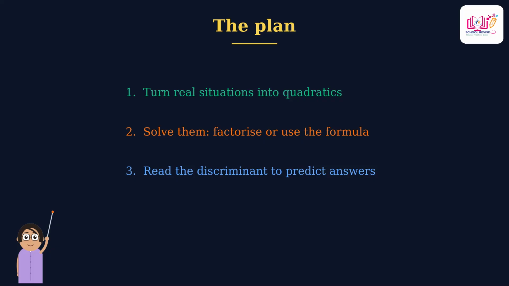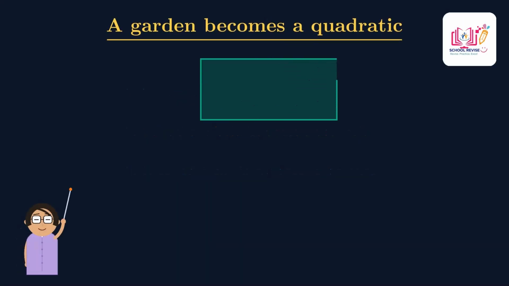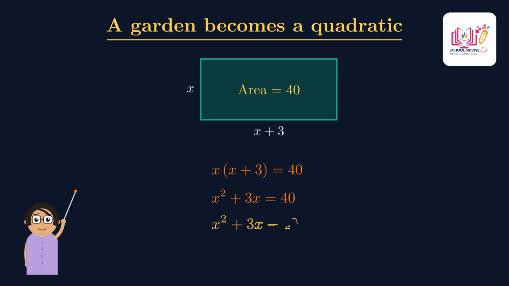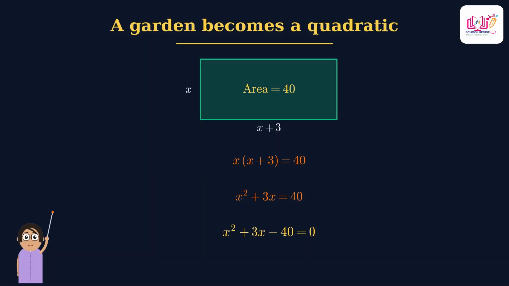Let's build one. Picture a rectangular garden. We don't know its size yet, so call the width x. The owner tells us just one thing: it's 3 meters longer than it is wide. So the length is x plus 3. And the whole garden covers 40 square meters. Area is length times width, so x times (x plus 3) equals 40. Open the bracket, bring everything to one side, and look what appears: x squared plus 3x minus 40 equals 0. A quadratic, born from a garden.